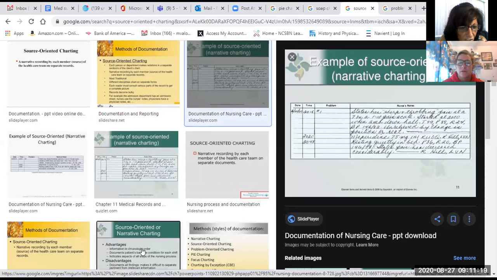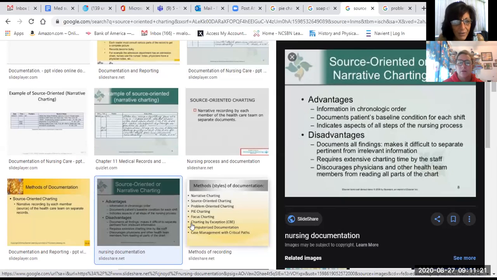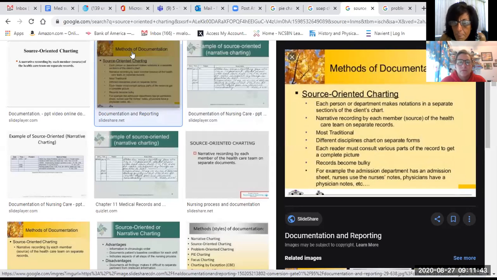And so with source-oriented charting, basically it's like a narrative, right? The source is the patient. That's what they mean, by the way. Source-oriented means the source is the patient. So tell me all about what's happening with this patient, what the problems are, what they need, that kind of thing. Let's see this one. There you go. That's actually a good explanation of it.